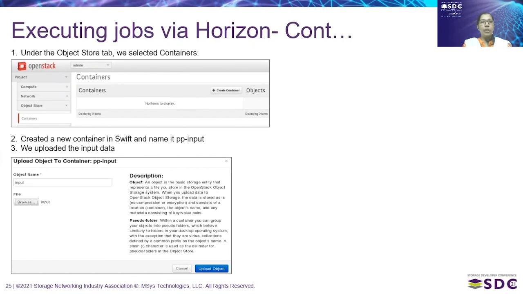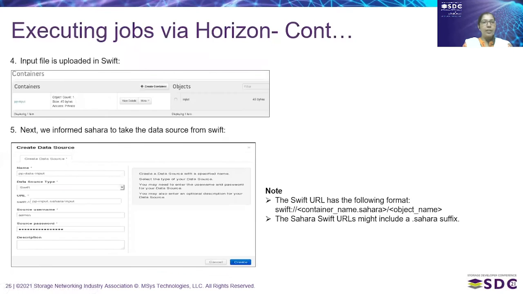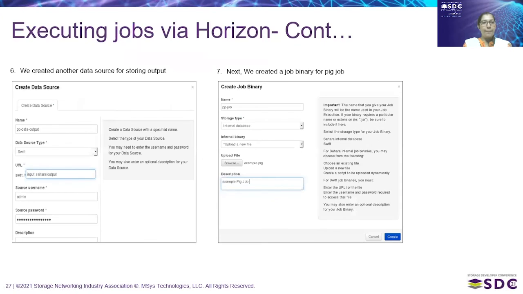In the Horizon UI, we go to the Swift object store and create a container using the create container option. Through this, we can upload our input data into the container we created. We can cross-check whether our input data is available in this container. Next, we need to create another container where we will store our output data, and likewise create a data source for the output data.